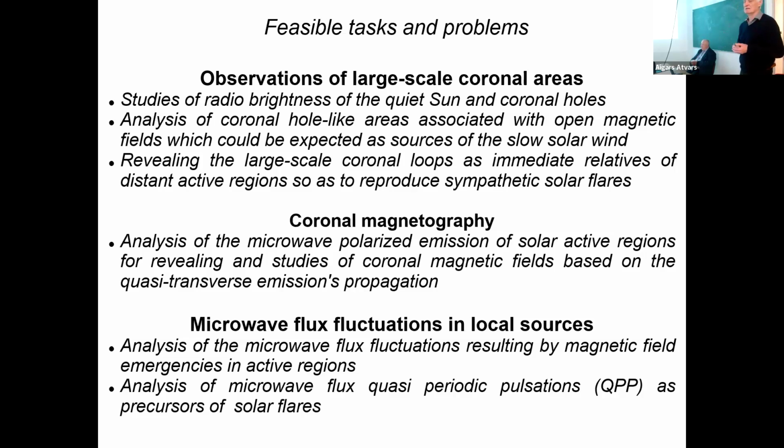Another big problem is coronal magnetography. Magnetograms on the photosphere of the sun are clearly seen, but what happens with the magnetic field in the corona is interesting, but not so accessible. And another, actually a new challenge for us, for our radio telescope, is the analysis of microwave fluctuation, of microwave flux of local sources. The analysis could be used as precursors of solar flares and could give us the possibility to analyze flare activity.